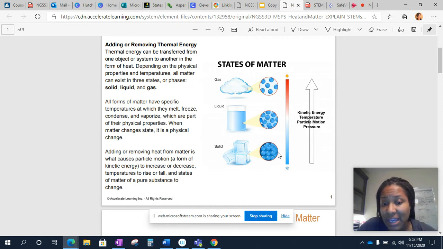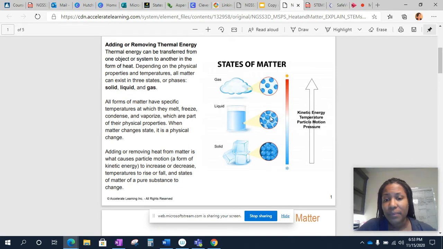So particles in a solid move really, really slow, so slow that you can't see it. Think about the chair that you're sitting on. Yeah, the particles of matter are moving. Why don't you notice it? Because the temperature is so low that it causes those particles to be jam-packed closely together, and they're vibrating very, very slowly against each other, having the lowest kinetic energy out of all 3 states of matter.